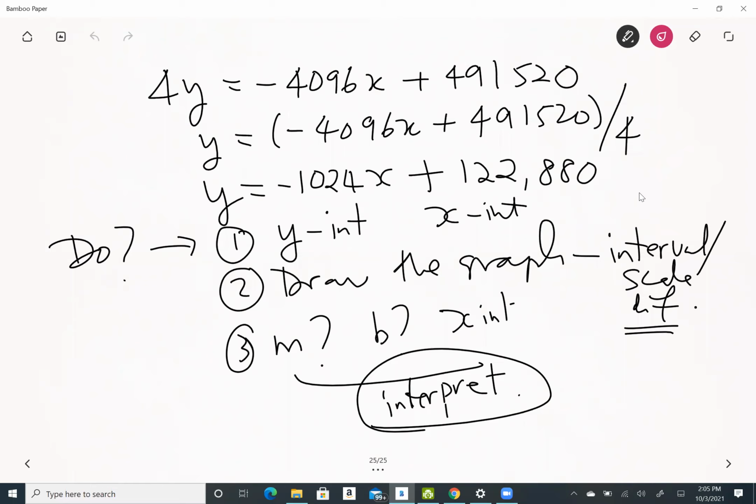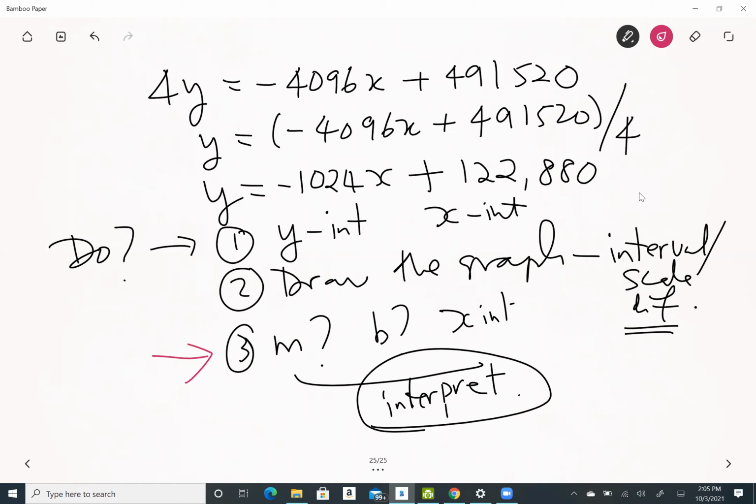And then what we want to do here is look at the slope. How do we interpret the slope? If you look at the example, the y, the dependent variable, is the value of the property in dollars, and the x is the time period in months. So we have to relate the slope in terms of the units that are given.